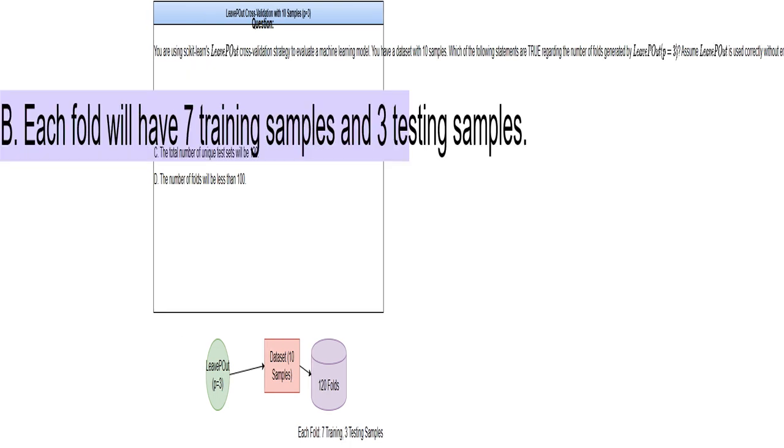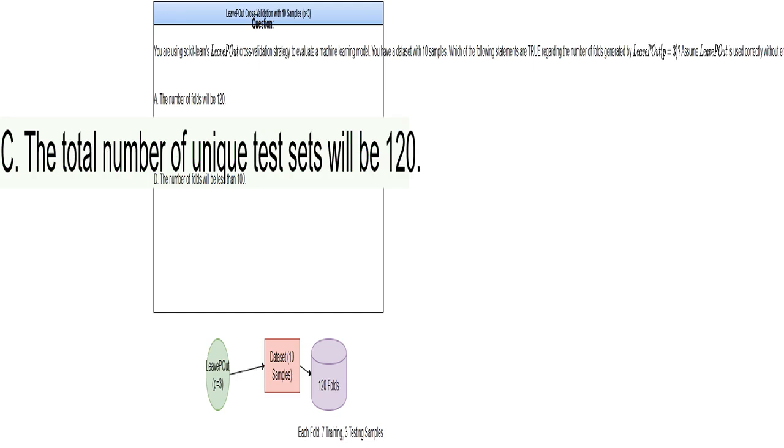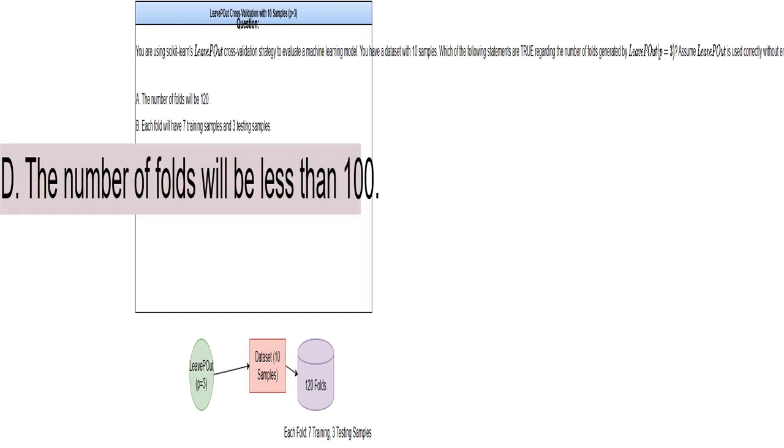This is also true. Since we're leaving out 3 samples, P equals 3, for testing in each fold, there will be 10 minus 3 equals 7 samples left for training. Yes, because LeavePOut creates every possible combination of leaving out 3 samples, we end up with 120 unique test sets, one for each fold. This is incorrect. We've already determined that there are 120 folds, which is more than 100.